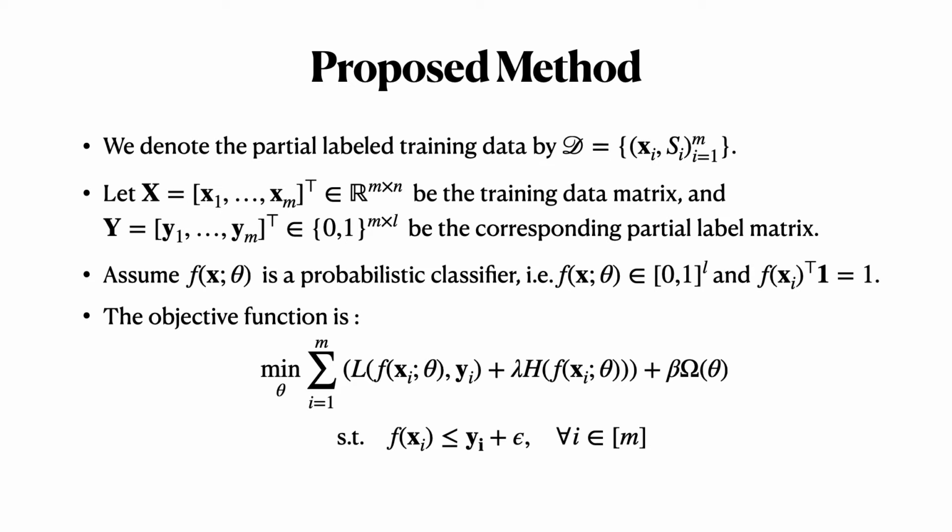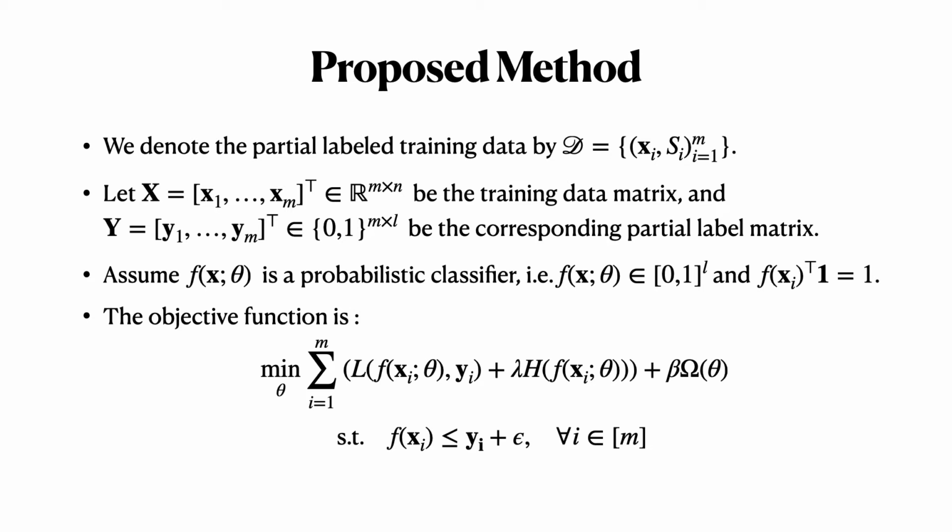So let's take a look at the notations first. We denote the partial label training data by D, where small x_i is the data instance, and S_i is the set of candidate labels. M is the total number of training examples. The capital X is the training data matrix, and the capital Y is the partial label matrix. N is the dimension of data, and L is the total number of classes.